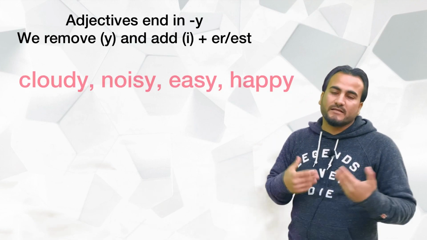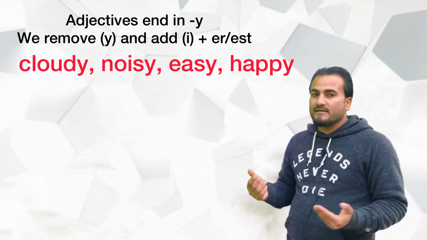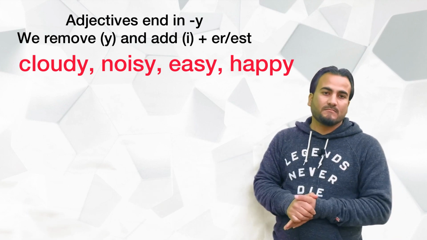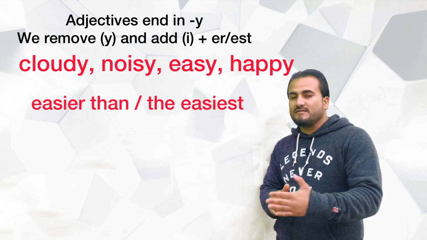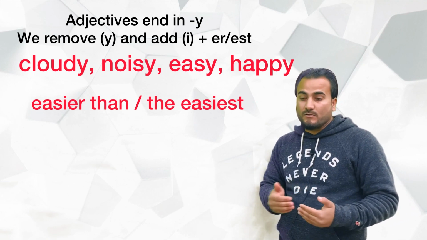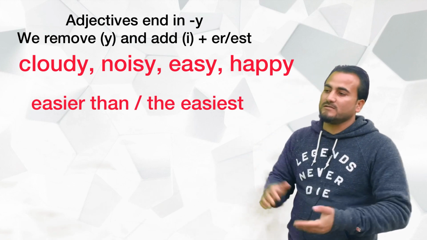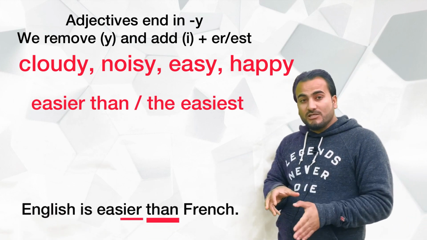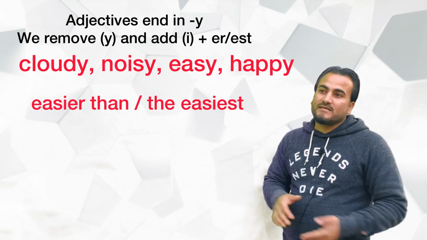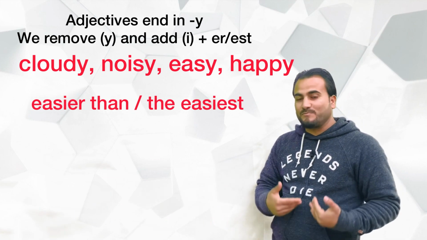These are words like cloudy, noisy, easy, happy. Okay, let's take an example. So let's take, for example, easy. So easier and easiest. Easier than, this is in the comparative form, and the easiest in the superlative form. For example, English is easier than French. Let's say English is the easiest language. This is in the superlative form.